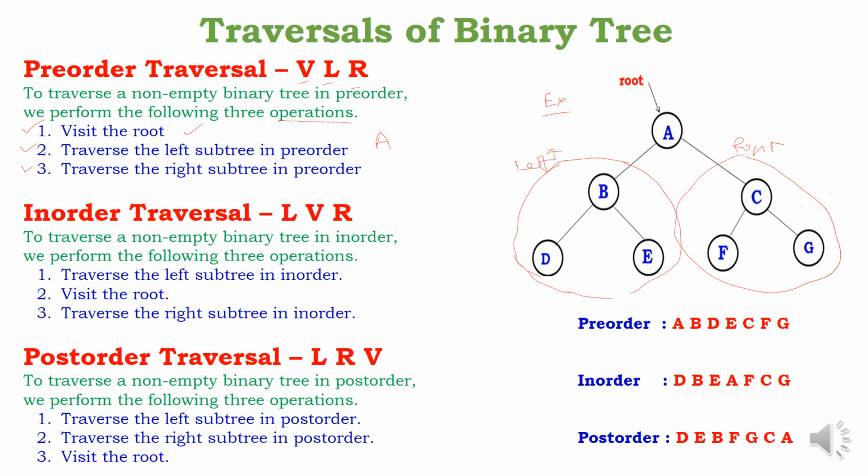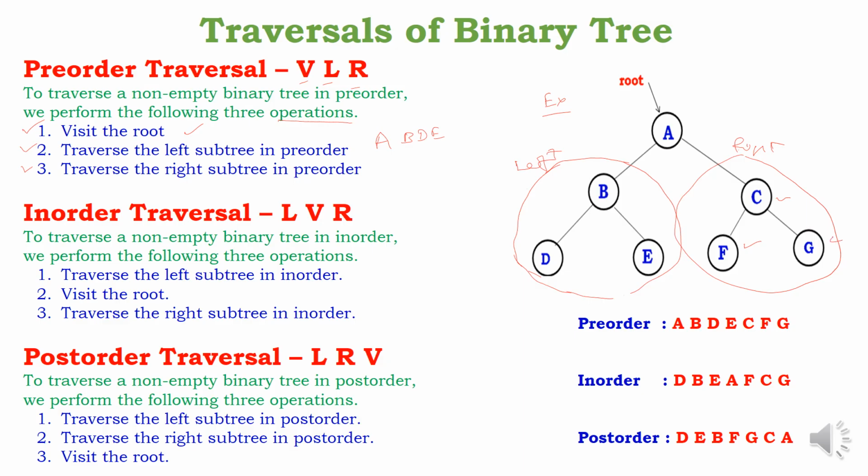That is BDE. Then third step, traverse right subtree in preorder. What is right? Right, there are three nodes. So we are going to traverse the right subtree in preorder. Preorder means visit root node C, then left, then right.